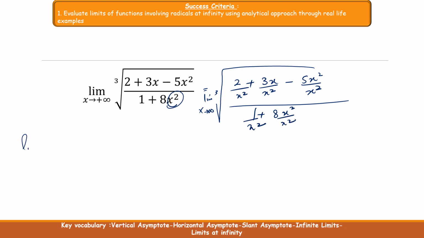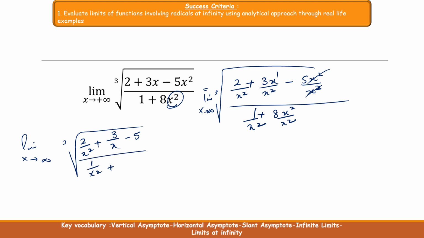Simplify. We will write limit x approaches infinity cubic root of 2 over x square as it is. 3x over x square gives us 3 over x, because x square is bigger. 2 minus 1 is 1. In the denominator, x square cancels, so I will have 5. In the denominator, I will have 1 over x square plus x square cancels, so only 8.